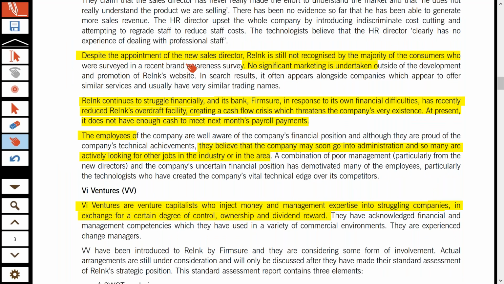Despite the appointment of the new sales director, Re-Inc is still not recognized by the majority of the consumers. No significant marketing is undertaken. So clearly it's a weakness, right?